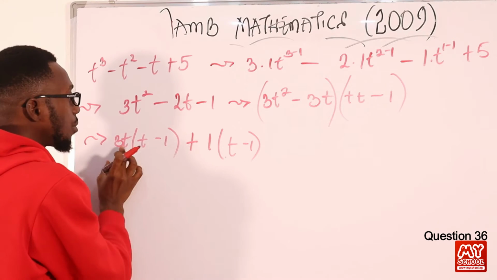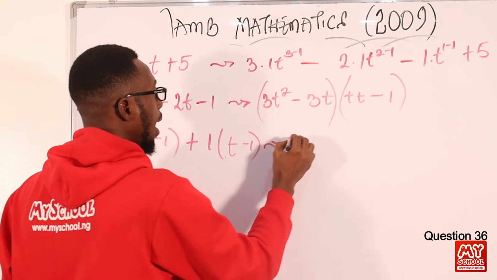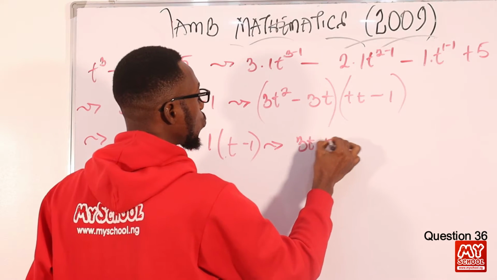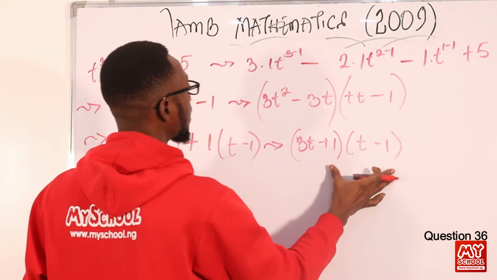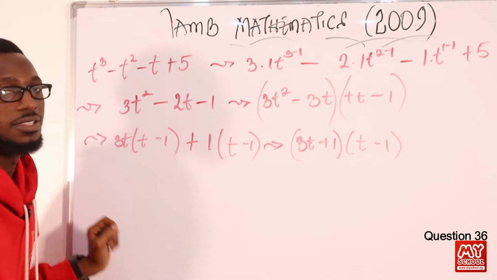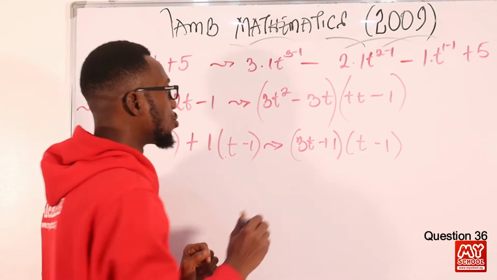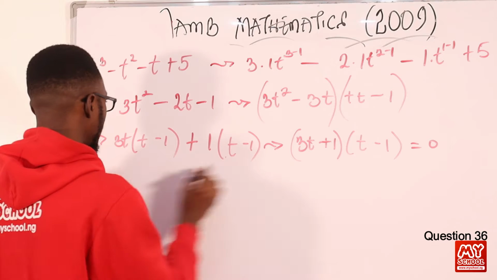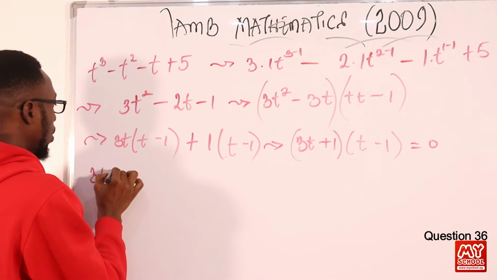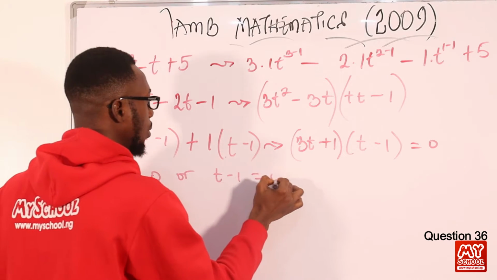We have these values lying outside, so we can bring them together in one bracket. So I have 3t plus 1, and I have t minus 1. So basically, if you expand this, it should give you this. Okay, so this is what we are going to do. We can equate them to 0, of course. So I can say 3t plus 1 equals 0, or t minus 1 equals 0.